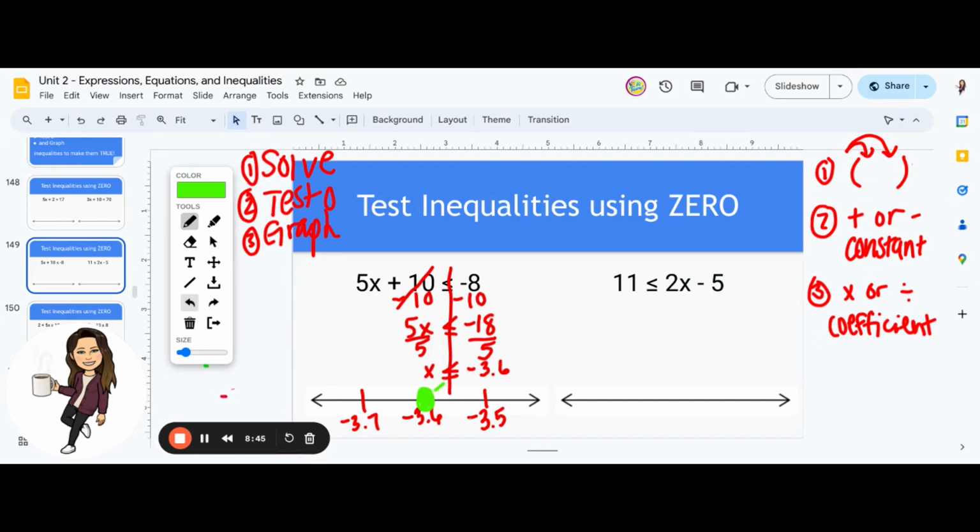And then we need to test 0. So right here, if I plug in a 0, 5 times 0 is 0, and then you'd have a 10 is less than or equal to negative 8. Is 10 less than or equal to negative 8? No, 10 cannot be less than a negative number. So 0 does not work. So we are not shading towards 0, which would be this way. And that does match our less than sign.